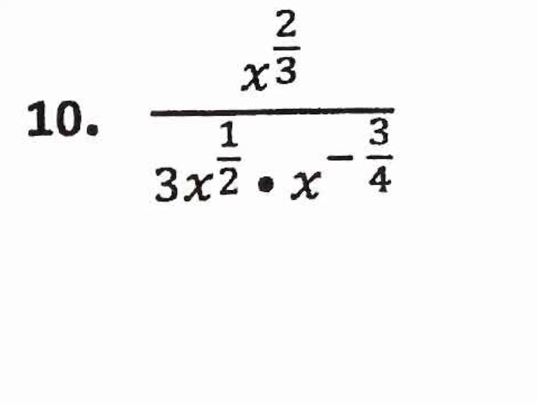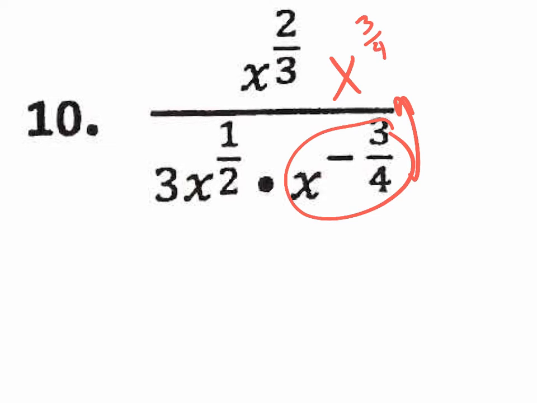What should we do? Pick one. Move the negative 3/4 to the top. Okay. So we're going to take that negative 3/4 and move it up to the top. So x to the negative 3/4 is going to go up. It's going to become x to the positive 3/4.